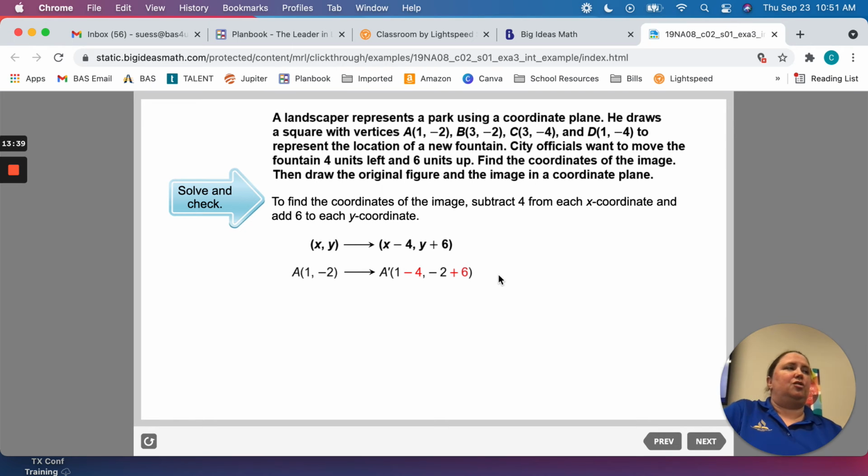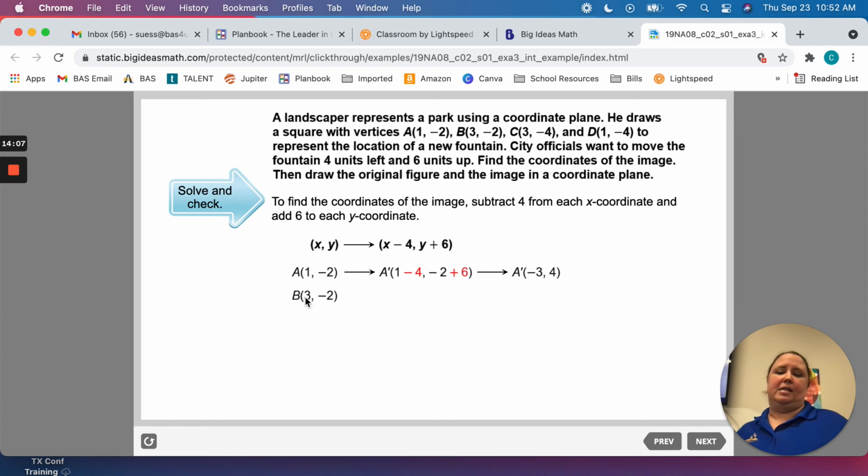So when I do the translation, what is my new A point at x? -3. I pointed at you. You didn't respond fast enough. And what's my new y coordinate? 8. Oh, 4. It's a -2, so it'd be 4. So this is my new A vertice. Does that make sense? Yes. Yes, ma'am. Okay, let's try B.